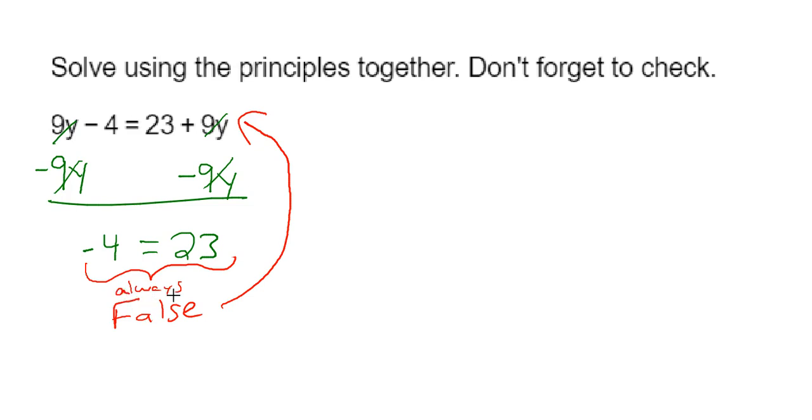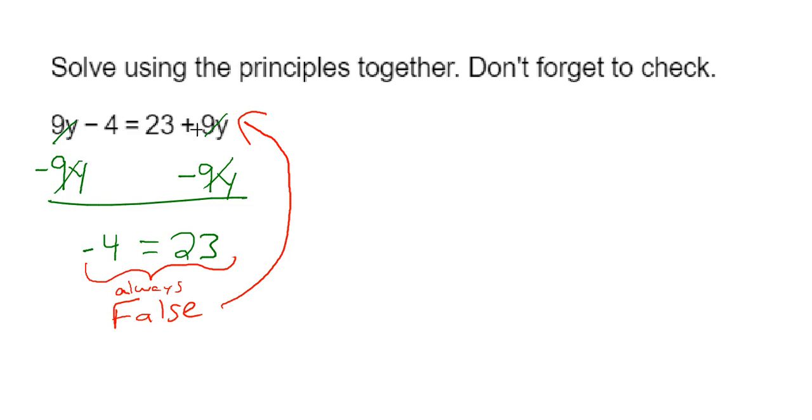If your variable disappears, what you get is still equivalent to the original equation. So if 9y minus 4 equals 23 plus 9y, then it would also be true that negative 4 equals 23. But that obviously isn't true, which means the original equation isn't true. It's never true. It's always false.